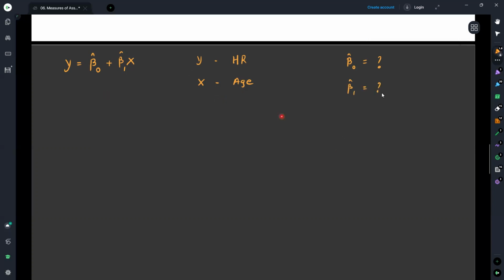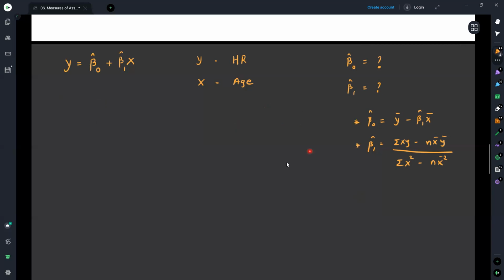To estimate these two values, we can use the equations. Beta naught hat can be obtained using y bar minus beta 1 hat times x bar, and beta 1 hat can be obtained using summation of xy minus n x bar times y bar over summation of x squared minus n x bar squared. Using these two equations, we can obtain the values for beta naught hat and beta 1 hat.